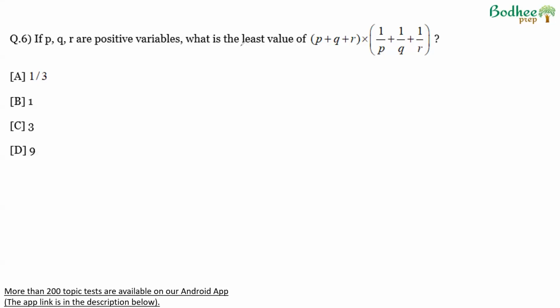P, Q, R are positive variables. What is the least value of the expression? Let us just multiply these terms and see where it goes. P into 1/P will be 1. P into 1/Q will be P/Q. P into 1/R will be P/R. Plus Q into 1/P will be Q/P. Q into 1/Q will be 1. Q into 1/R will be Q/R. R into 1/P will be R/P. R into 1/Q will be R/Q. R into 1/R will be 1.